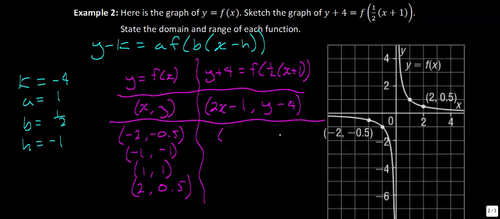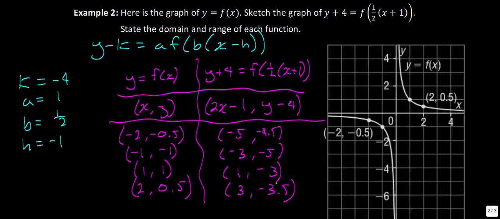Okay, so we would have the following. If we go -2 times 2, that's -4. -4 minus 1 is -5. If we put in -0.5 right here, -0.5 minus 4 is -4.5. And if we continue in the same fashion, you will have the following: -3, -5. 1, -3, and then finally 3 and -3.5. So again, how do I get those values? I'm just substituting them into that function.